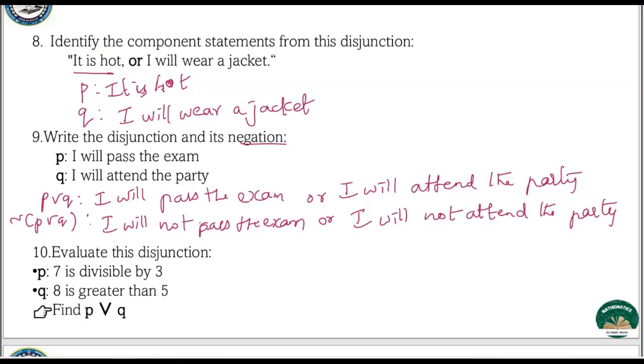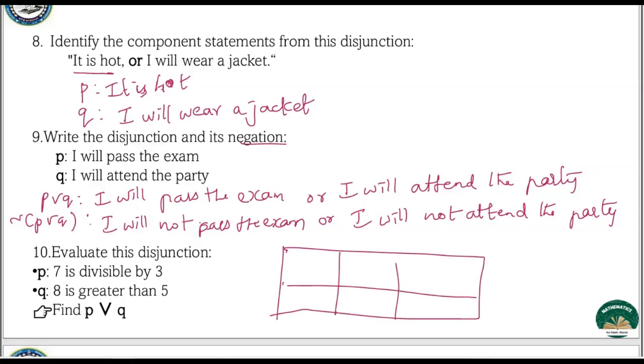Next one, evaluate this disjunction. 7 is divisible by 3, 8 is greater than 5. We have to write the table. P, Q, P or Q. 7 is divisible by 3? 7 is not divisible. We cannot divide 7. It is a prime number. Then 8 is greater than 5. Yes, it is true. When it is F and T, it is T, because the only condition for or to be false is F and F. Otherwise, it is all true.